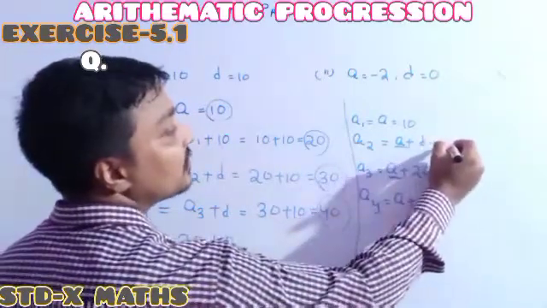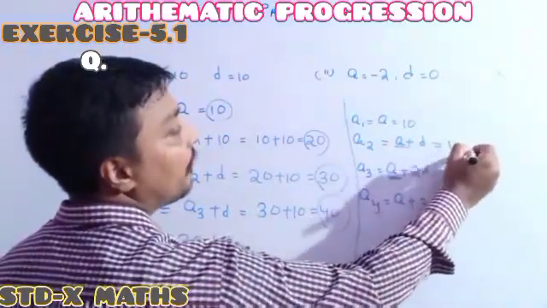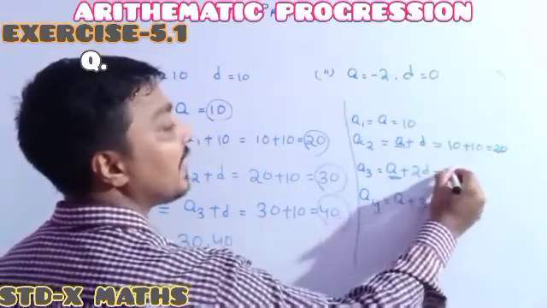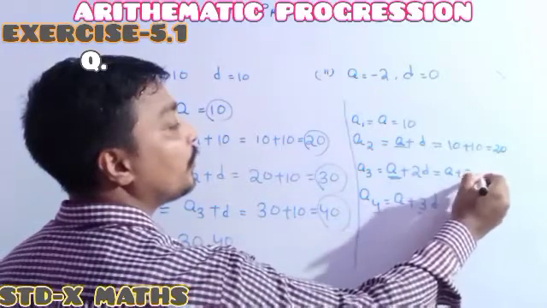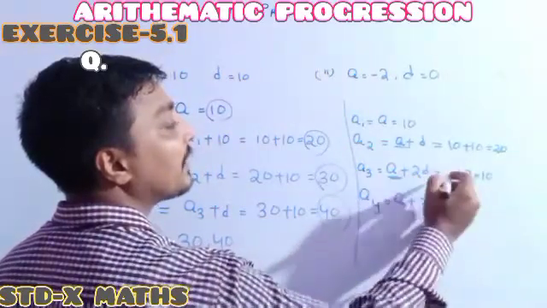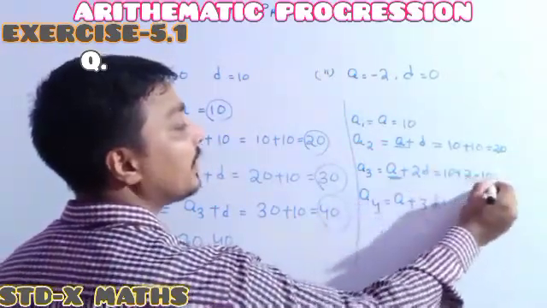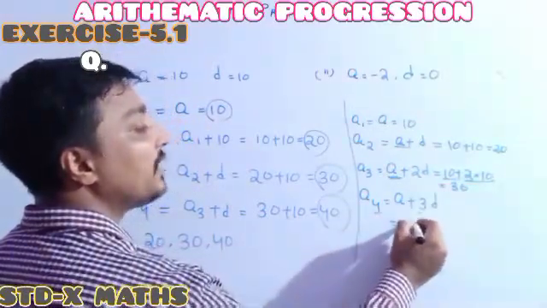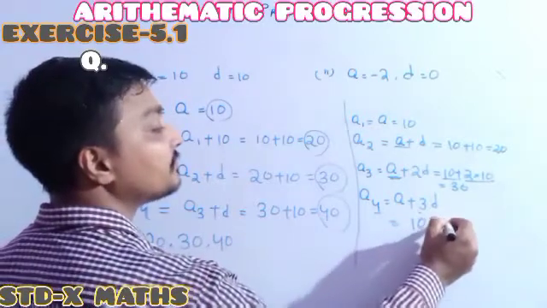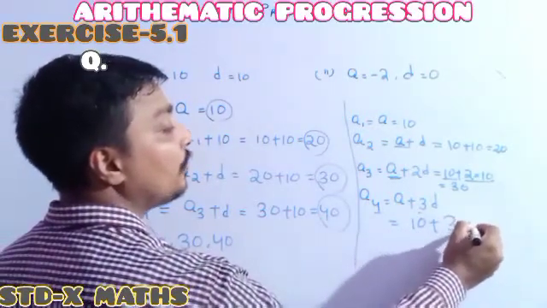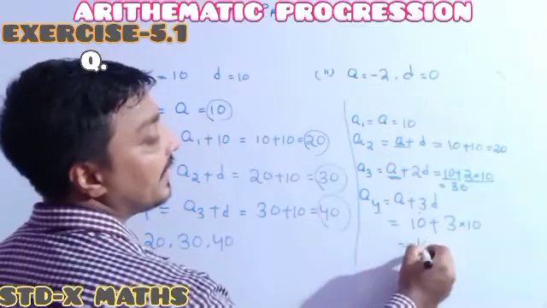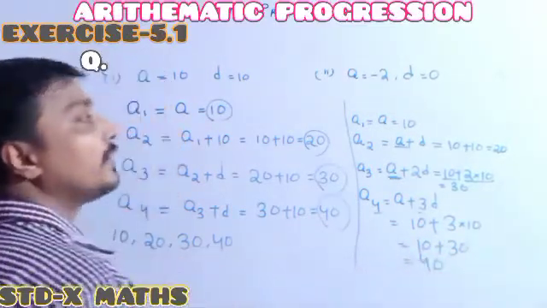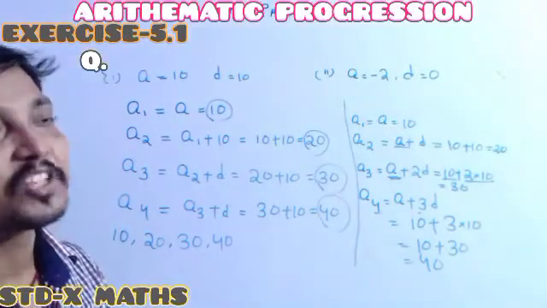See, here it is A plus d: 10 plus 10, which is 20. This one is A plus 2 into 10: 20 plus 10, which is 30. And this one is A plus 3d: 10 plus 3 into 10, which is 10 plus 30, which is 40. So in both ways we got the same answer.